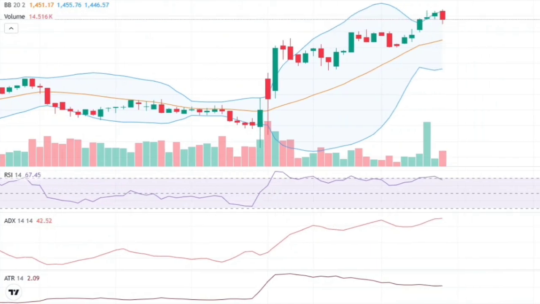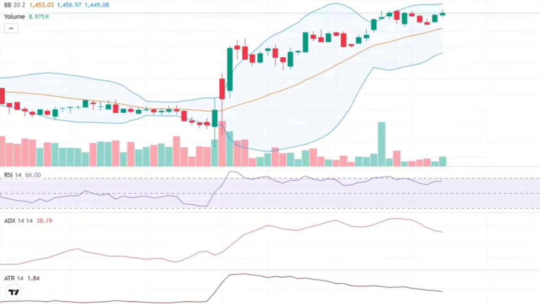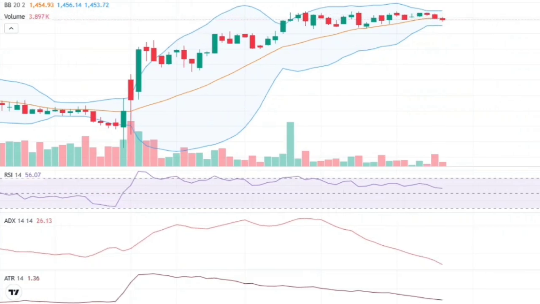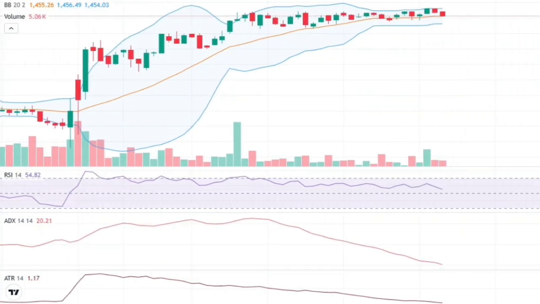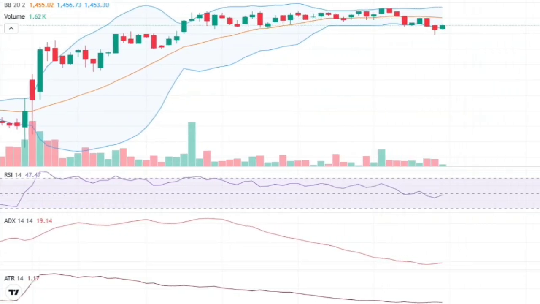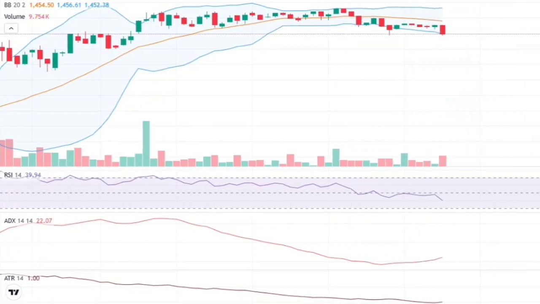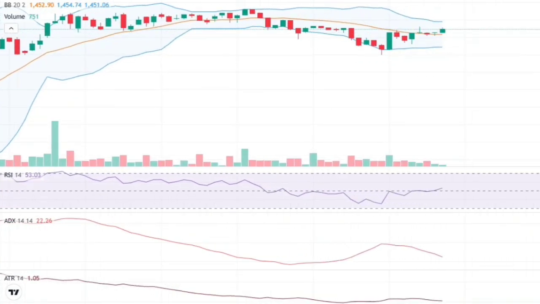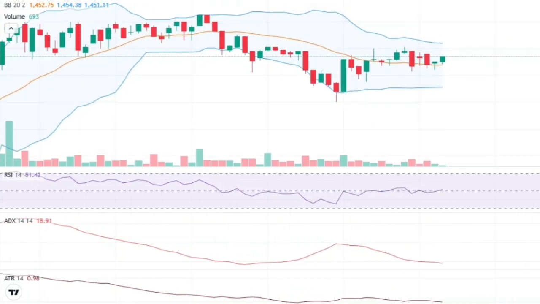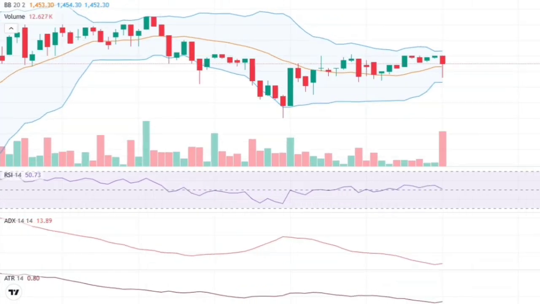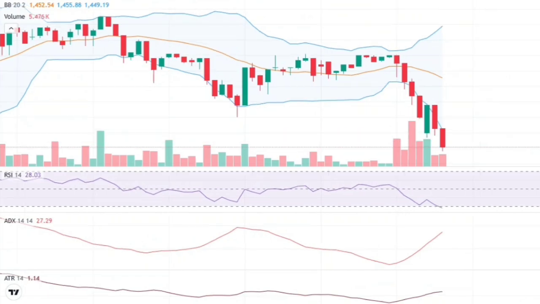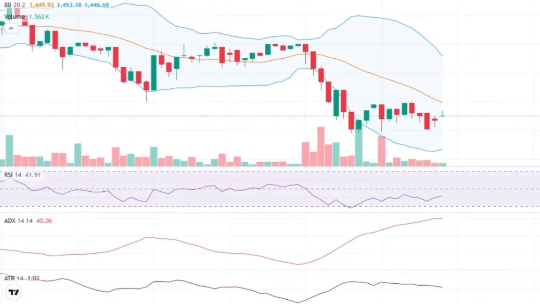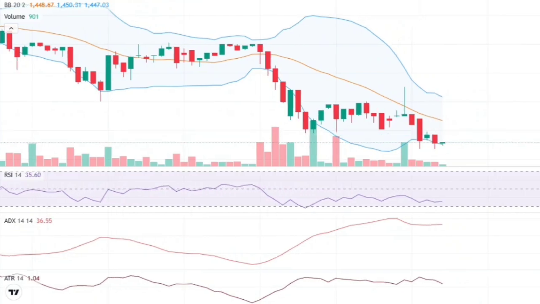Filter 3: momentum confirmation, RSI. Is momentum aligned with our trade direction? For long trades, RSI should be above 50 in a trending market, which shows bullish momentum, or below 30 and reversing in a ranging market, an oversold bounce. For short trades, RSI should be below 50 in a trending market, or above 70 and reversing in a ranging market. We also look for RSI divergence. If price makes a lower low but RSI makes a higher low, that's a powerful bullish reversal signal.